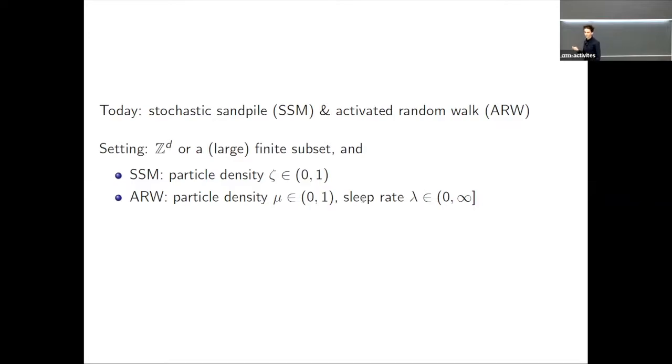So the setting is think Z^d. You can do it on a general graph, but let's just think Z^d for today, or maybe a large finite subset, a large box in Z^d. The inputs are some parameters. The stochastic sandpile just has one parameter, which is a mass parameter, the average number of particles per site. Activated random walk has two inputs, a particle density mu and a sleep rate, and I'll tell you about that in a second. I'm using different parameters for the two models, zeta for the sandpile and mu for activated random walk, just to distinguish. So I'll always use zeta for the sandpile.